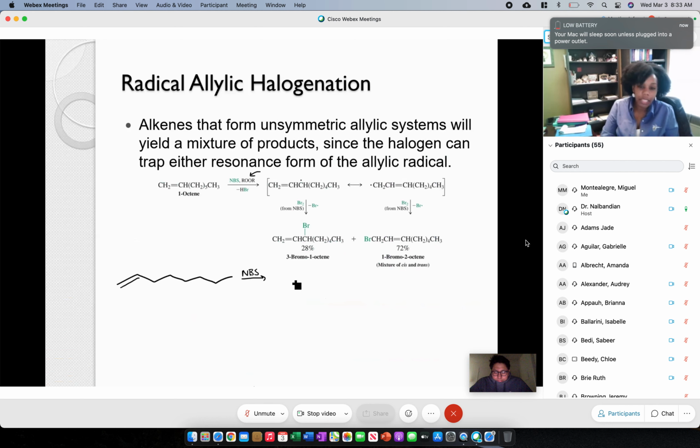And so we're going to be getting here this radical, where we've put an unpaired electron on this carbon that is the allylic carbon. We know that that can be stabilized by resonance, though. So from the unpaired electron into the middle of that bond, from the middle of the double bond into the middle of the bond beside it, and then from the middle of that bond to the carbon on the end.